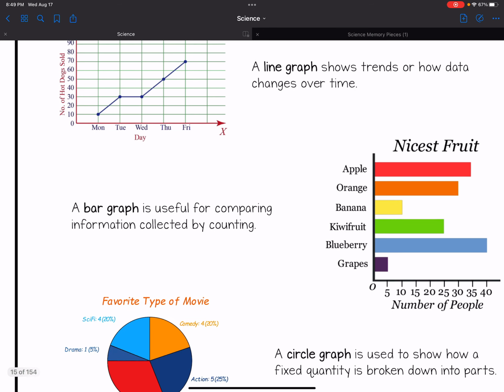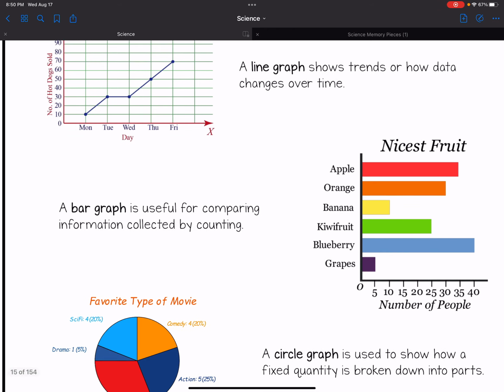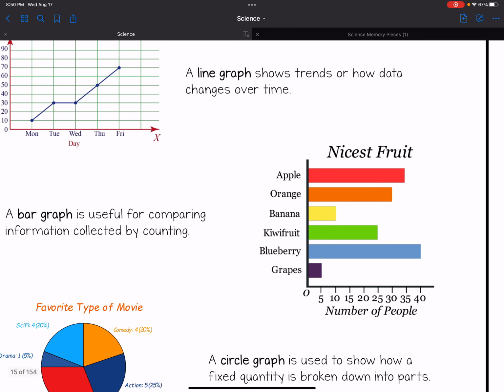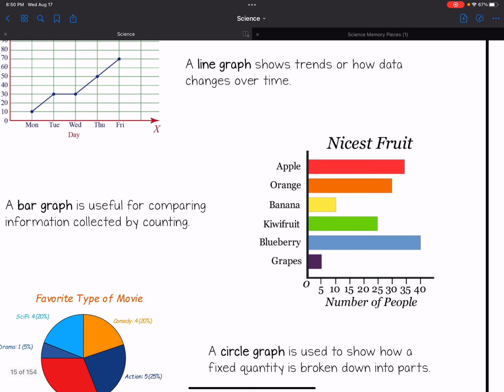A bar graph is useful for comparing information collected by counting. So this one on the right compares fruits by the numbers of people, from 0 to 40. And we have different fruits. I like the way they've color-coded the fruits as well. Apples are red, bananas are yellow, and so on.